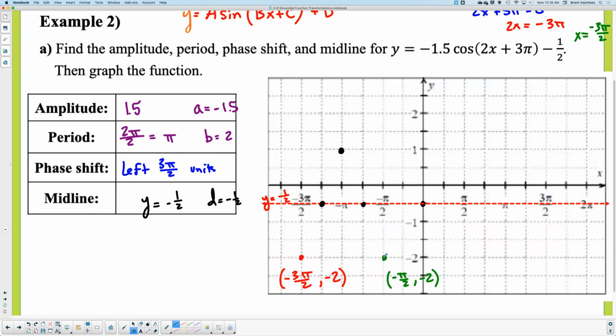And then we'll repeat. This will be 0, maximum, 0, minimum. 0, maximum, 0, minimum, all the way down. 0, maximum, and so on. And so we can connect these points, and this would be a 0 over here. Just round it off as best you can.